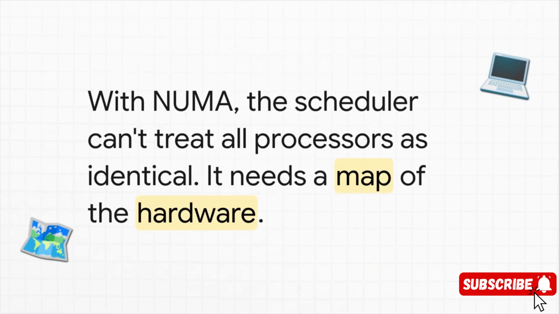So because of this new physical layout, the scheduler can't just wing it anymore. It needs a map, right? A kind of GPS for the computer's own hardware. It has to understand the geography, which processors live in which neighborhood, to make smart decisions. The old way of treating every processor as identical just wouldn't work.